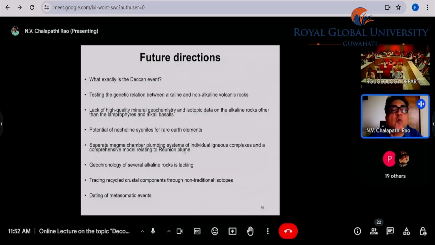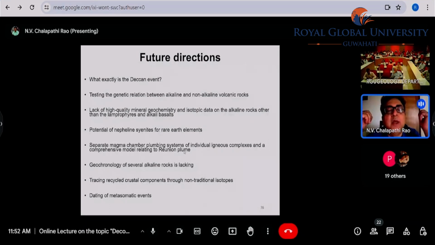So where the future lies in LIPs and especially alkaline rocks associated with LIPs, the young people can work on that. So what exactly is the Deccan event? What exactly are the Deccan traps? Even now it is not clear. Are these rocks of 65 million years or are these rocks of 122 million years? Because you are seeing alkaline rocks which are associated with the Deccan date back to 120 million years also. What the relation is, even today it is not clear.